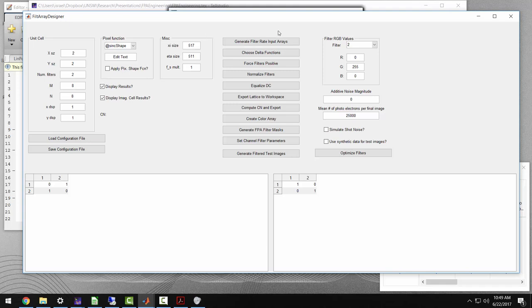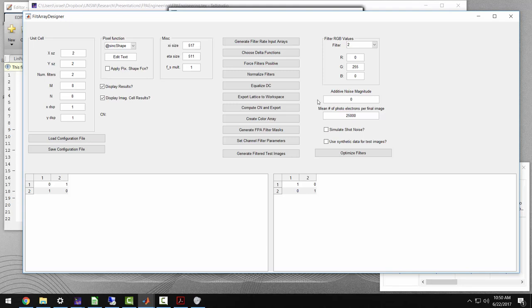Over here we have generate filter array inputs, choose delta functions, force filters positive, normalize filters, equalize DC, export lattice to workspace, etc. We'll go over each one of these in more detail in a minute. In this box, we have RGB color values so that you can show a filter array visually what it would look like. So you can set each specific filter that you've specified the number of here and you can set a certain RGB value to that filter. And then it'll be mixed in the proper ratios for the color filter array generation so that the human can see what it looks like.